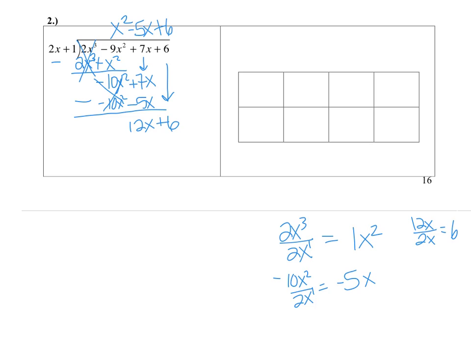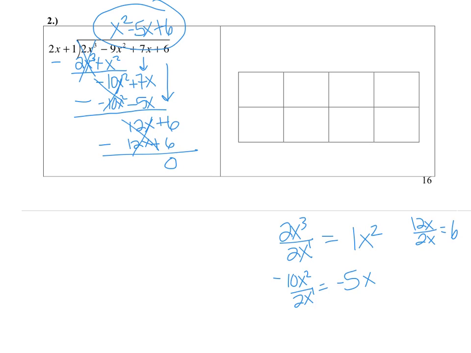And I take that 6 times each term of the divisor. So 6 times 2x is 12x. 6 times 1 is 6. And I subtract. So 12x take away 12x, they eliminate. 6 take away 6, 0. So I have no remainder, and I've finished. Here is the quotient. So 2x cubed minus 9x squared plus 7x plus 6 divided by 2x plus 1 equals the whole polynomial x squared minus 5x plus 6.